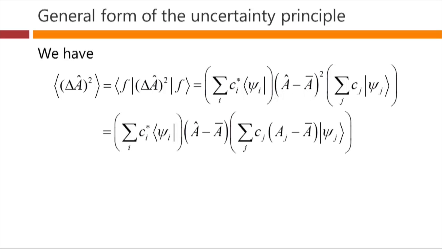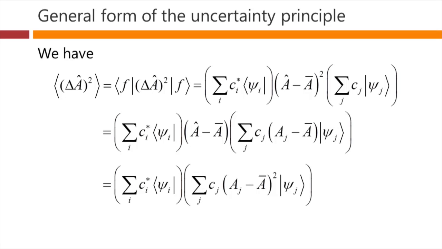Well, we can operate with the first one of these, the one on the right in this square here. Operating on this function just gives us aj, the eigenvalue, minus a, the number here, times psi j. That's straightforward. And then we can do this again.